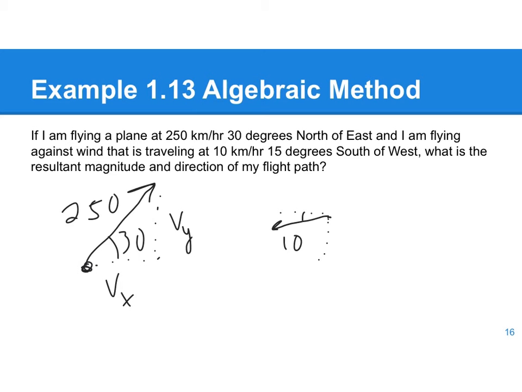Okay, so I have that velocity that's also in the x direction, and in this case it's the negative x direction, and it's the negative y direction going against me. So I need to break my plane's velocity into components, and I need to break the wind into components. And if I add all of them together, I can get the resultant vector. So let's see a better picture of it.